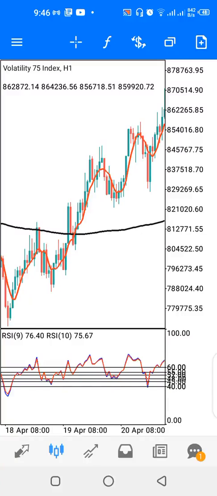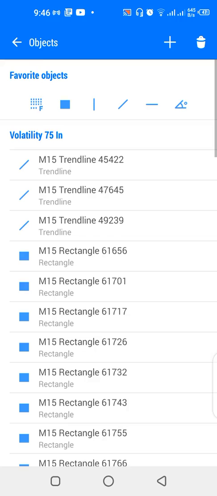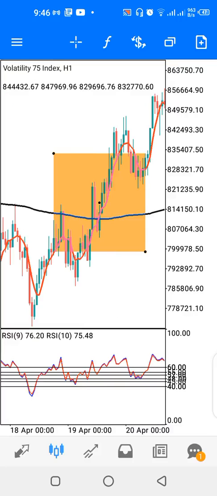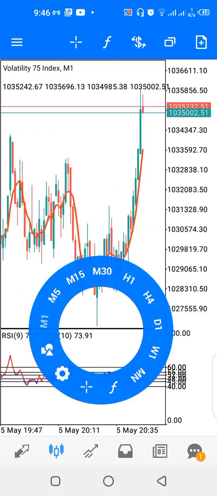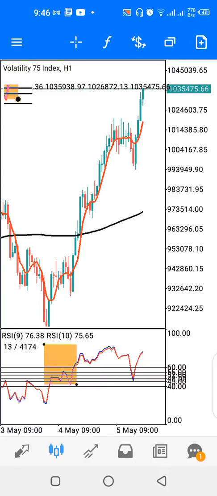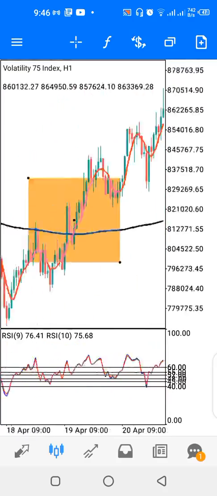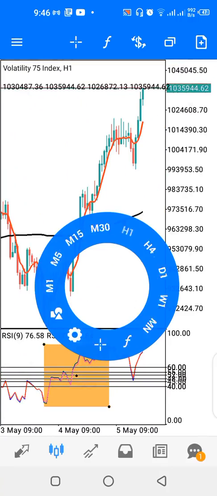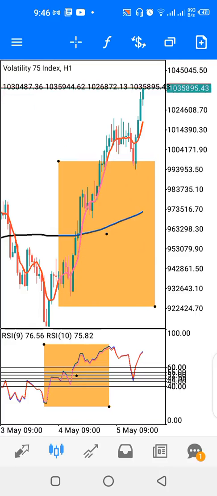Today we'll be looking at a strategy you can use to trade volatility 75 index. On my screen I have V75 1 hour time frame. Okay, and I have just two windows. I have the main window, and I have indicator window 1.